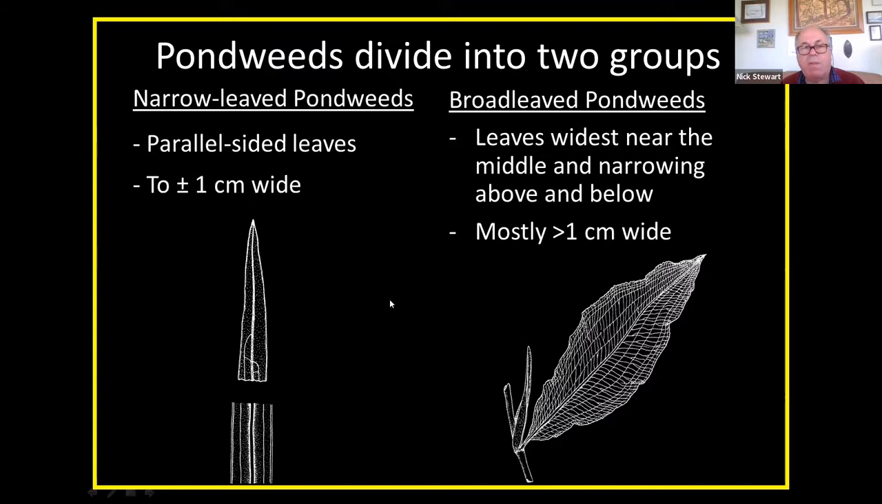The other factor that puts it in one of these is that the leaves of the narrow-leaved ones are parallel-sided and sort of strap-shaped or linear, whereas in the broad-leaved pondweeds, the leaves are widest in the middle and taper at both ends.